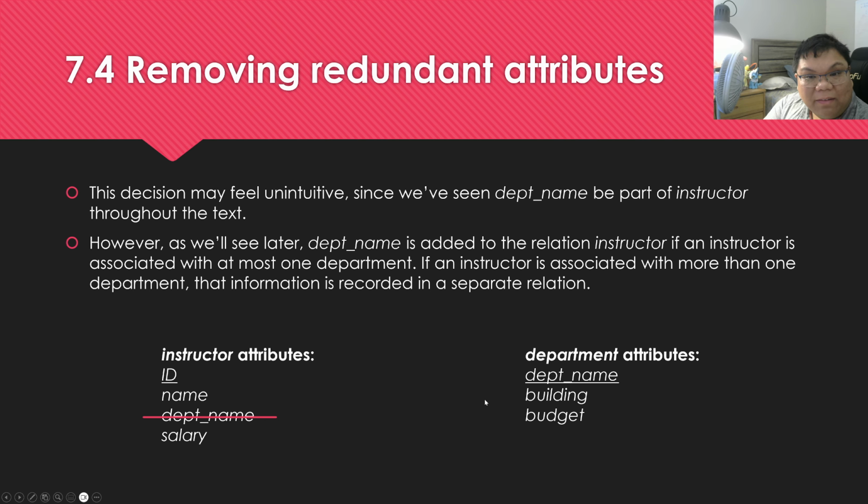Now, this might feel a little bit unintuitive, and that is because in other chapters, we are going to see department name as an attribute for instructor. Why are we eliminating it now? Why now? Well, that is because we want to represent the pairing between instructor and department as a relationship. So to do that properly, we need to remove department name as an attribute from instructor.